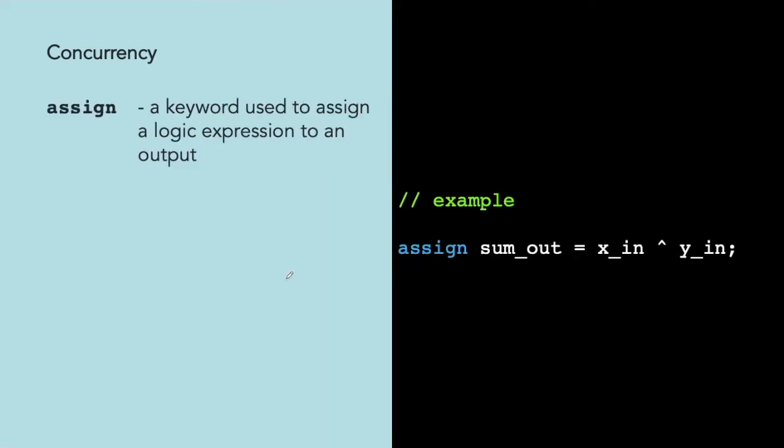In a combinational logic circuit, the output is a function of the present inputs. The assign keyword is used to designate a logical expression to an output. In this kind of assignment, a net means a variable that has been declared as either a wire or a register.